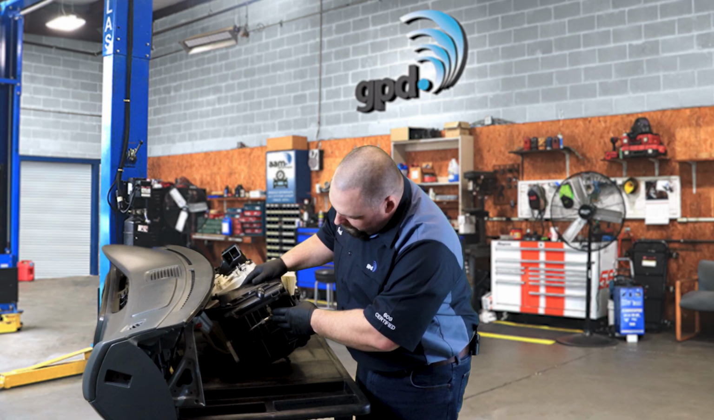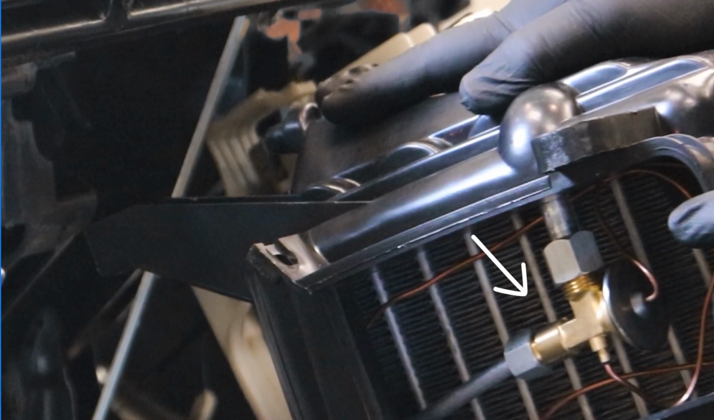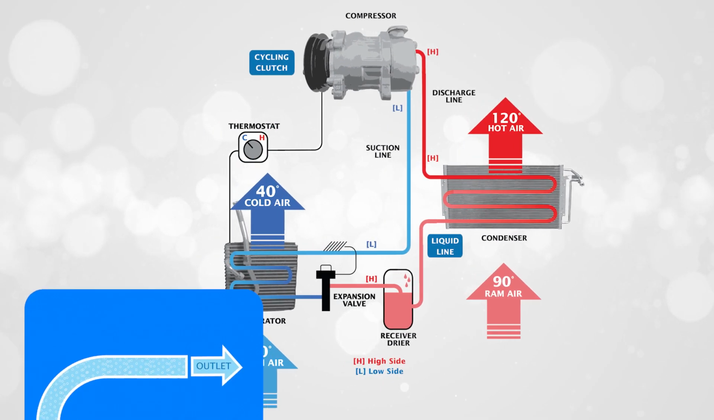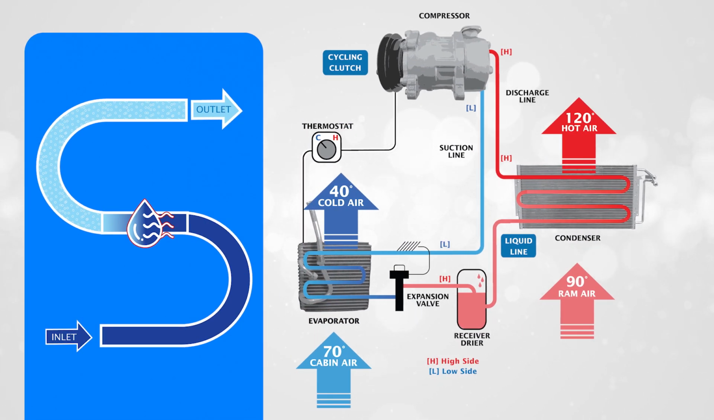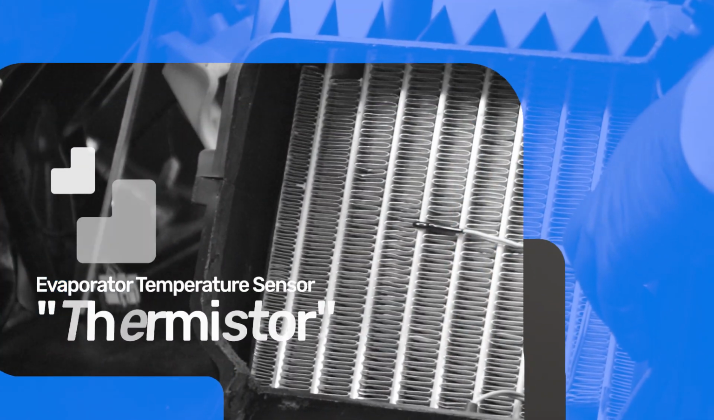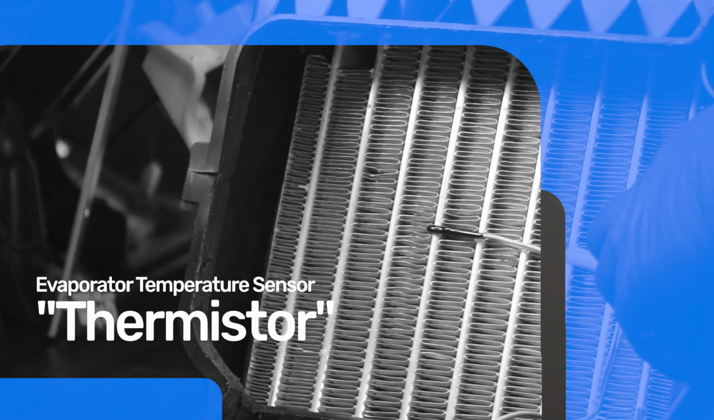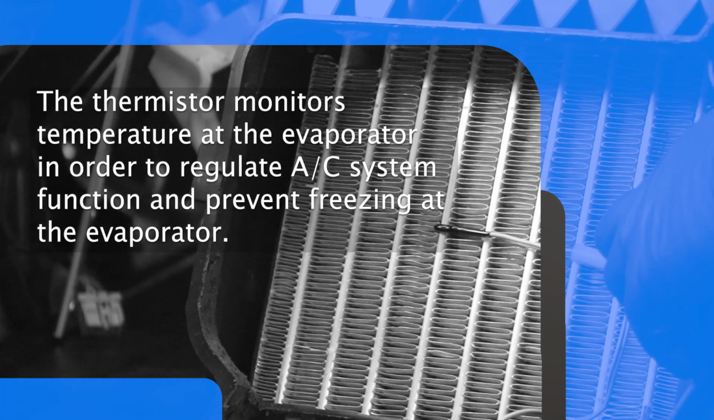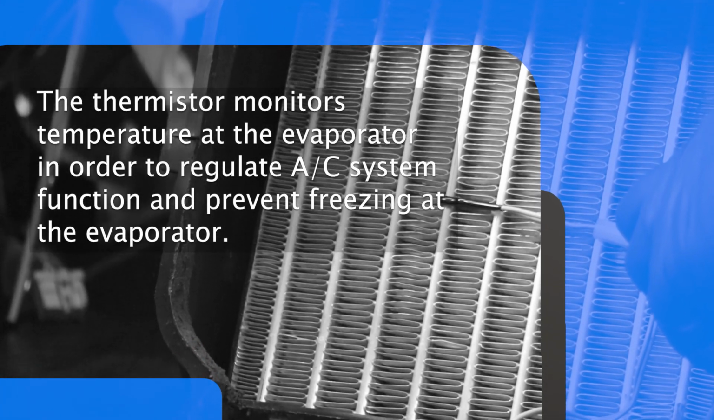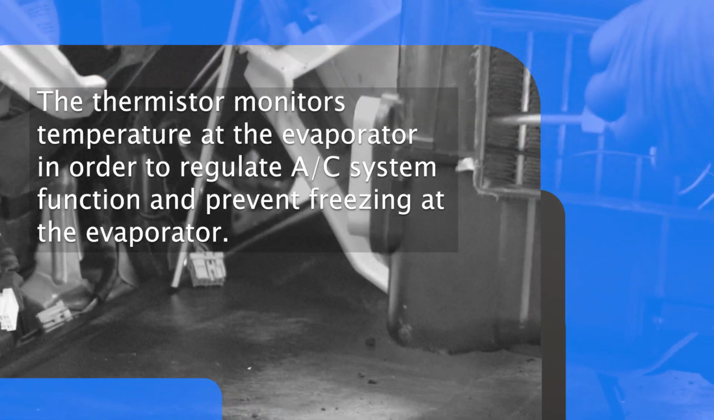Now your expansion valve is here, and what you have going on here, your refrigerant is going from a high pressure gas to a low pressure liquid, and that state change is what's causing the heat and pressure drop. The other side of the evaporator, you have a thermistor, and what this is doing is checking the physical temperature of the evaporator itself, and it's relaying that information to the vehicle's computer to regulate the functions of the AC system.